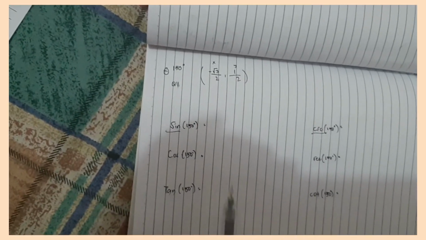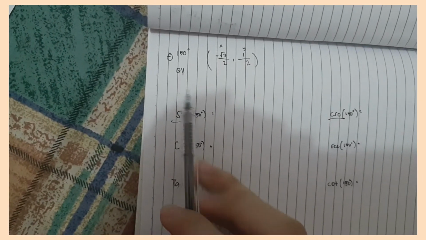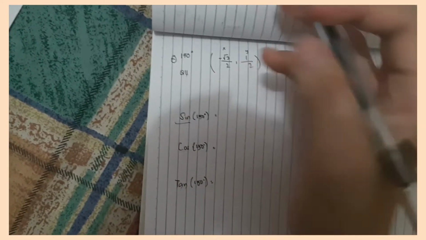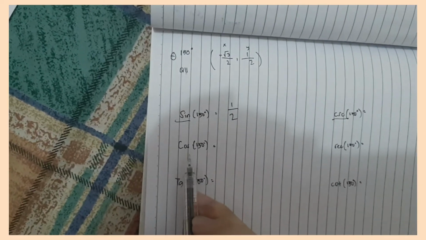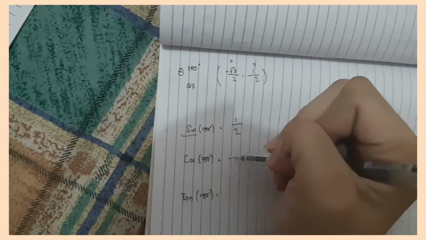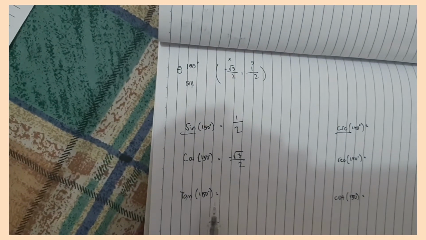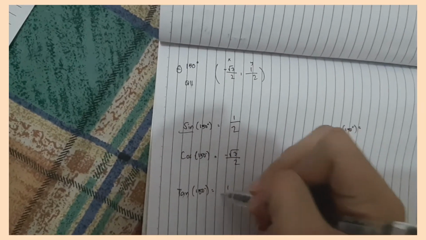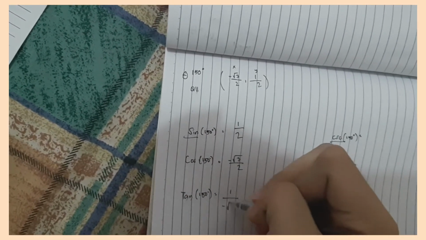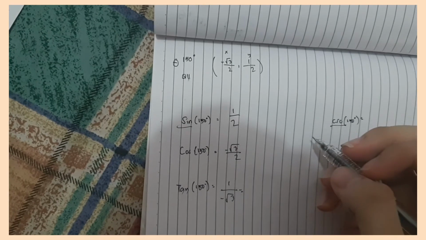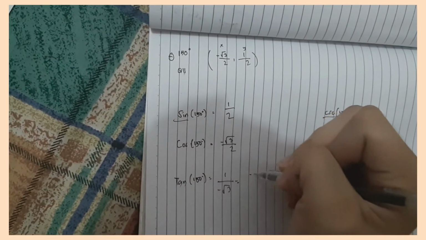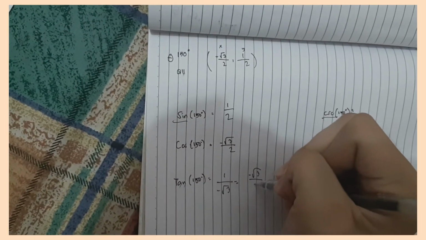So now let's find its sine. Sine is the y, so it's 1/2. The cosine is the x, so negative square root of 3 over 2. The tangent is y over x, so 1 over negative square root of 3. So now let's rationalize this. So the answer is negative square root of 3 over 3.